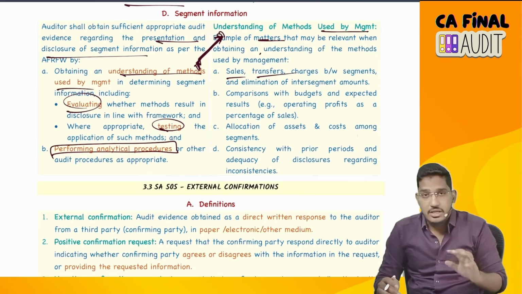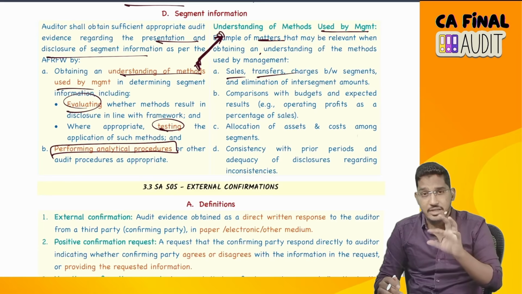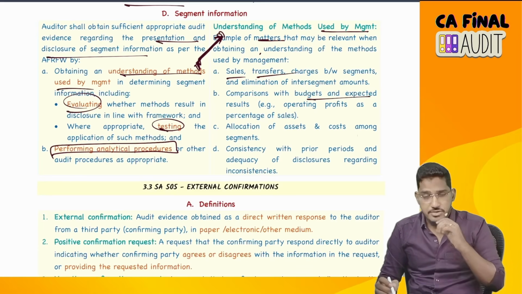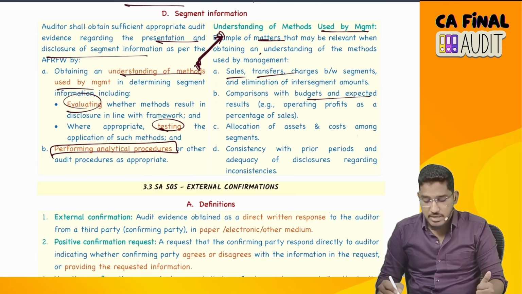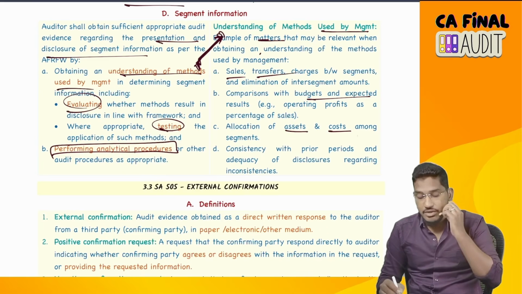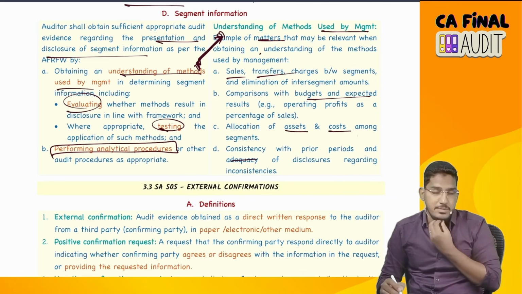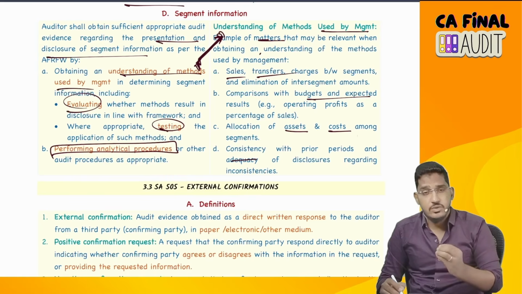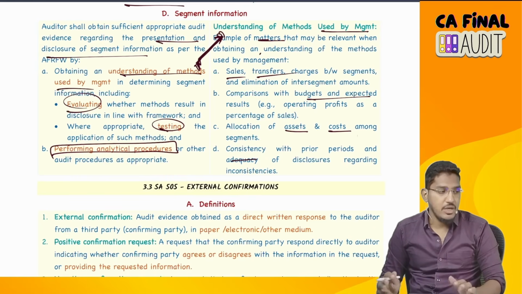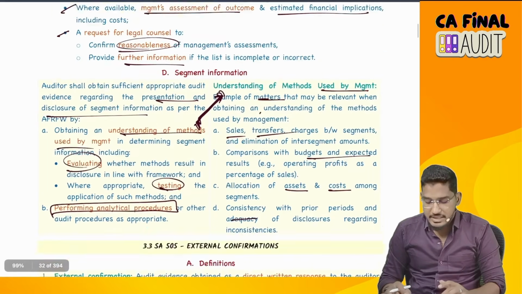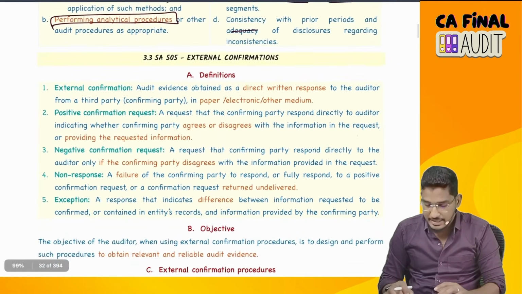Sales transfer charges between the segments: how the sales are getting bifurcated, how the charges are getting bifurcated, how the assets are getting bifurcated. Comparison with the budgets. If segment-wise budgets are there, try to do a comparison with the budgets, and how the assets are getting allocated, on what basis costs are getting allocated. And you also need to check consistency with the previous period: whatever principles were followed regarding segment information last year, whether they have been consistently applied in the current year also. Clear, everybody? So this is what SA 501 gives guidance about.